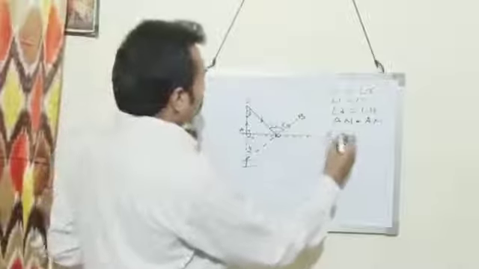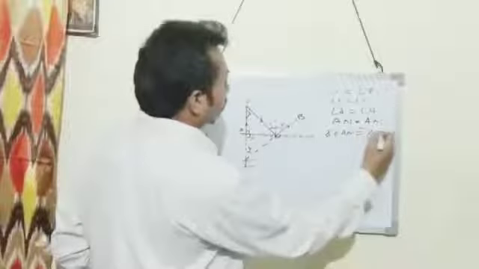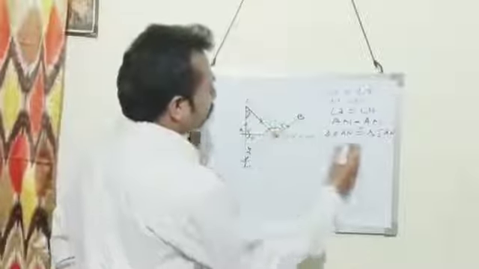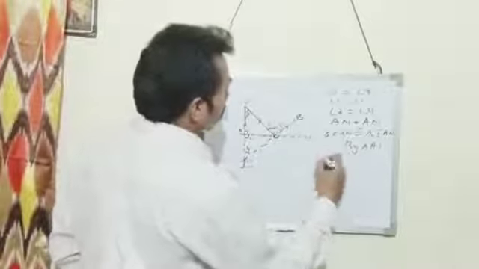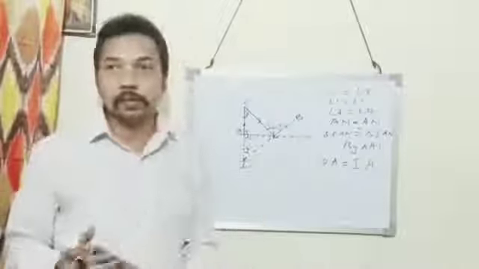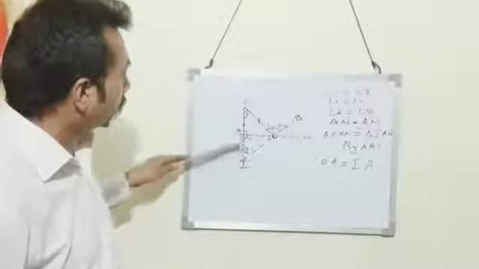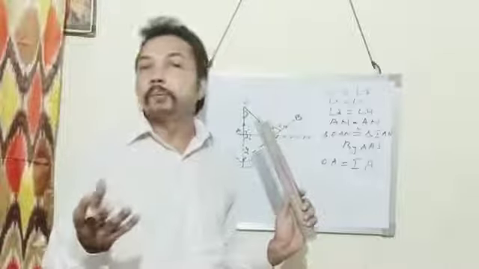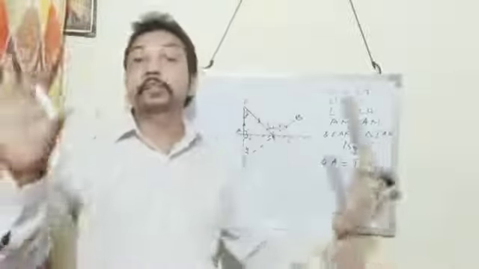So triangle OAN is congruent to triangle IAN by angle side, by angle side. Then by CPCTC, OA is equal to IA. So this is the relationship. It means the distance between the object and the mirror is equal to the distance between the image and the mirror. If a man stands 2 meters before a mirror, then his image will be formed 2 meters behind the mirror. So this is the relationship.